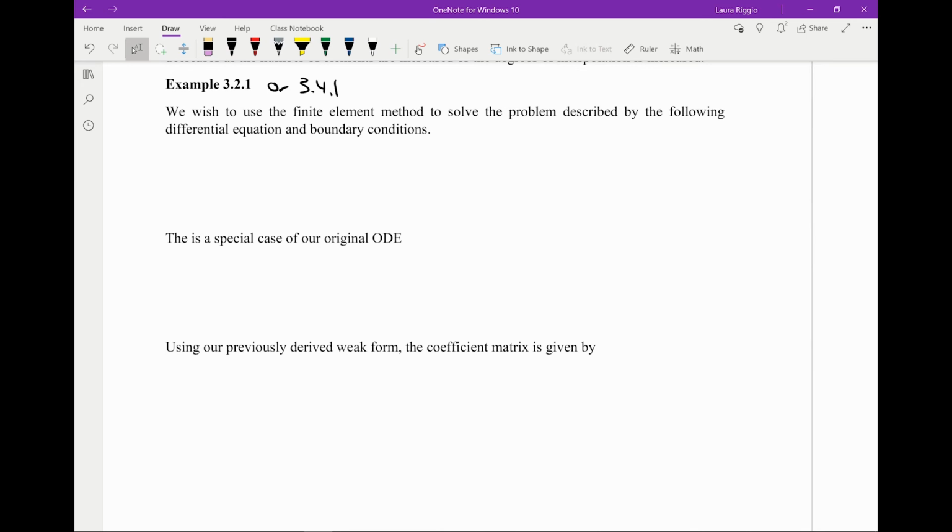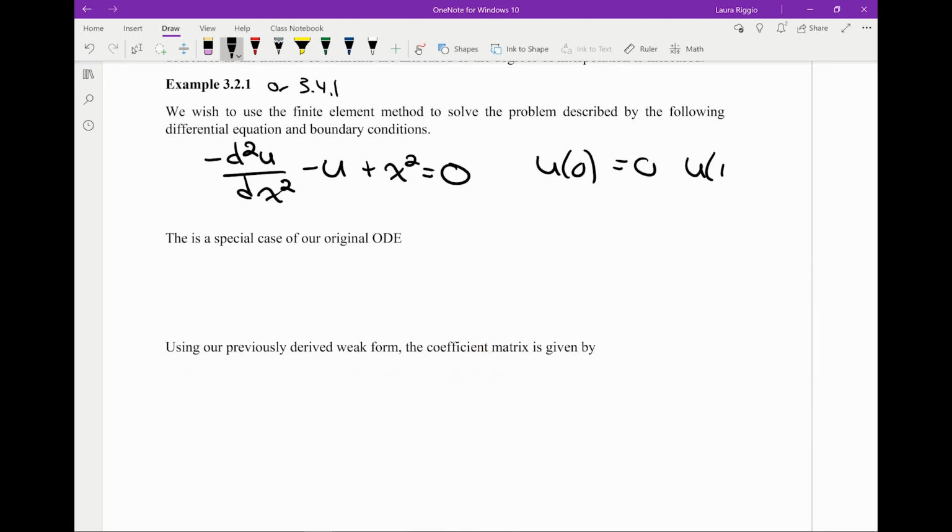We wish to use the finite element method to solve the following boundary value problem, the following differential equation with given boundary conditions. We want to solve the equation minus d squared u dx squared minus u plus x squared is equal to 0, where u of 0 is equal to 0 and u of 1 is equal to 0.